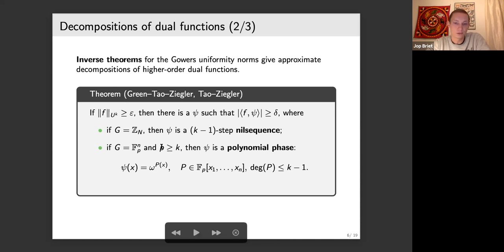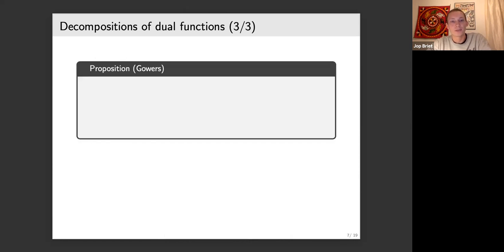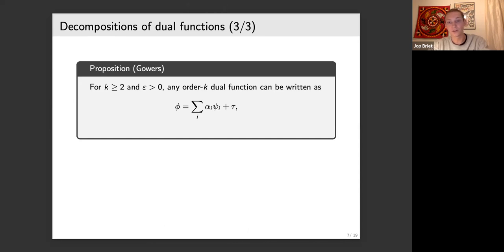So this is a rough form of these inverse theorems for these two different groups. There's also one where you assume the characteristic is lower, but it won't play a role in this talk. We'll refer to the functions you see here, nil sequences and polynomial phases, as order k characters. In this picture, the usual characters are the order 2 characters. There's a basic technique, I think due to Gowers, where you combine these inverse theorems with the Hahn-Banach theorem and the generalized von Neumann theorem, which allow you to express higher order dual functions in terms of these higher order characters.